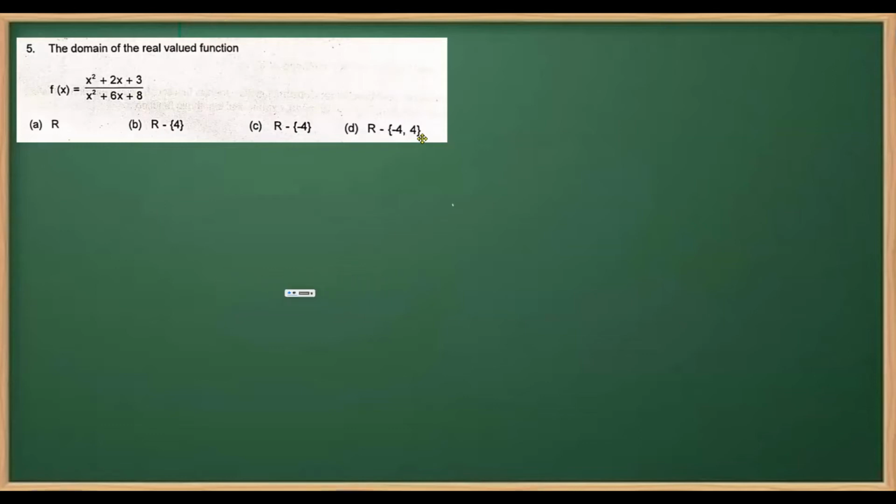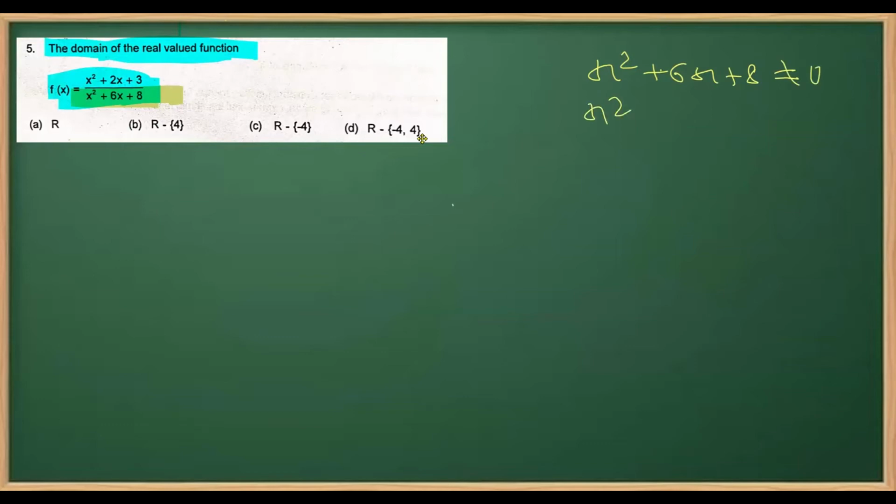In the fifth question, it says domain of the real valued function. So this is what f(x) is equal to. What do we know? For a function to be defined, in this case, the denominator should not be 0. That means it's in the form of p by q. So we can say from here that for the function to be defined, x square plus 6x plus 8 should not be equal to 0. In that case, what should x be?